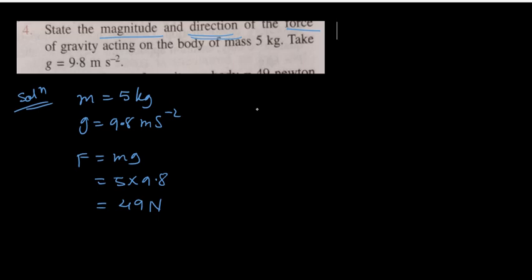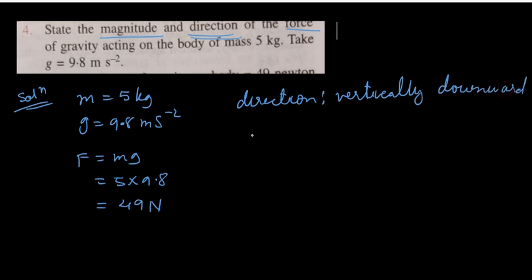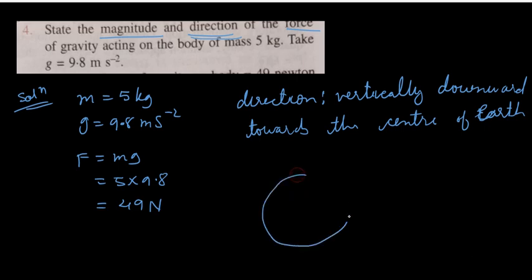So this is a force with which the earth pulls any body toward itself. So therefore the direction will be vertically downward towards the center of Earth. So if you consider this to be Earth and this is any body, so the force is directed toward the center. So that's the weight.